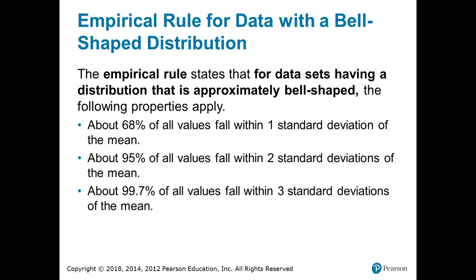Other things to note is the empirical rule for data with a bell-shaped curve: 68% of all data values fall within 1 standard deviation of the mean. 95% of all values fall within 2 standard deviations of the mean. And 99.7% of all values fall within 3 standard deviations of the mean.